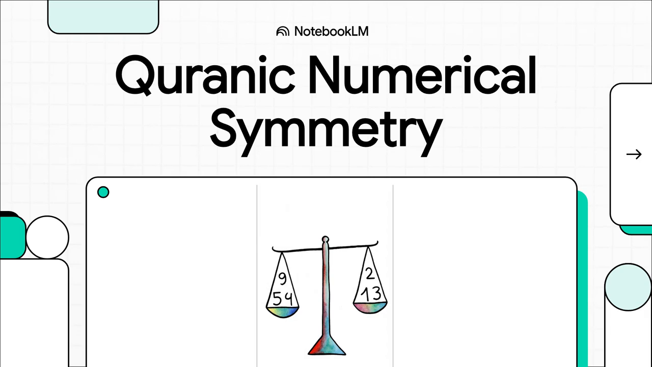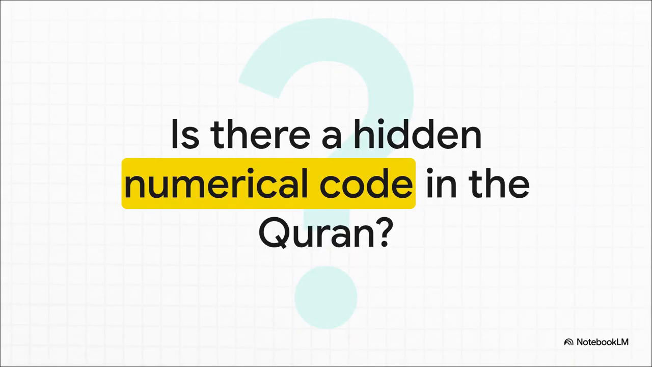Have you ever looked at an ancient text and wondered if there's something more going on, like something hidden just beneath the surface? Well, today we're diving headfirst into a really fascinating puzzle. We've got this single, super cryptic source that suggests there's a deep numerical symmetry built right into the Quran. So right off the bat, the source material just drops this massive question on us. Is there a hidden numerical code in the Quran? And you know what? That is the central mystery we are going to try and unravel together in this explainer.